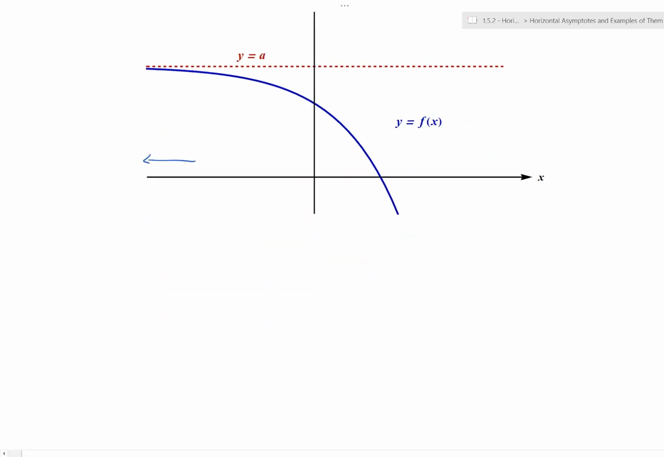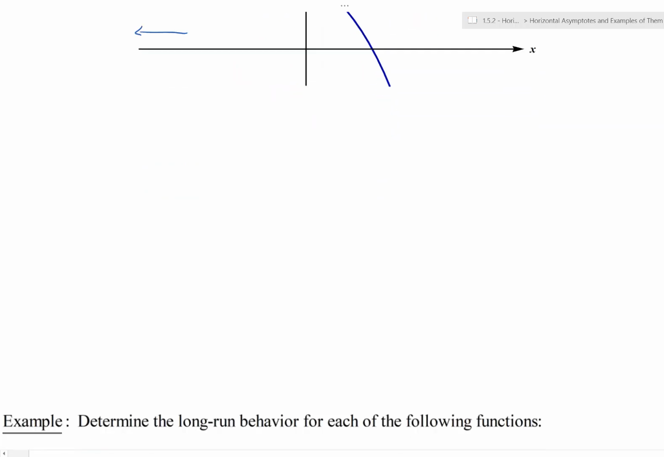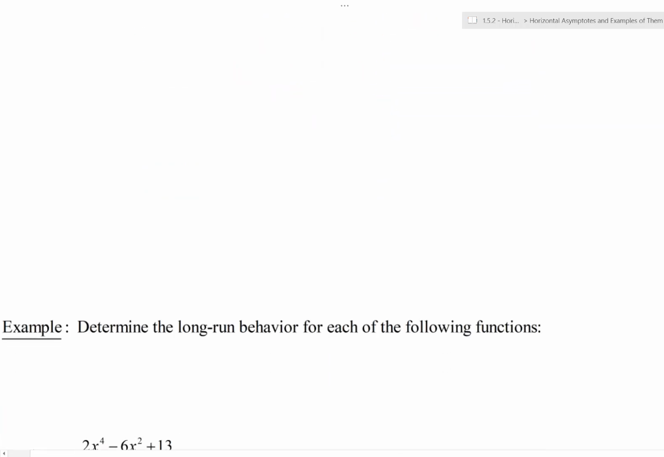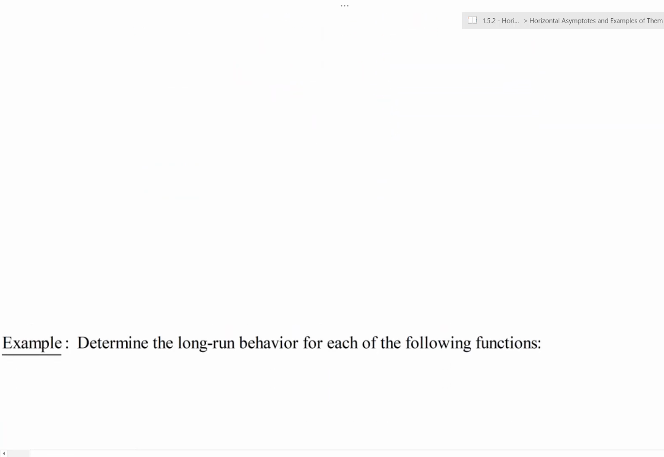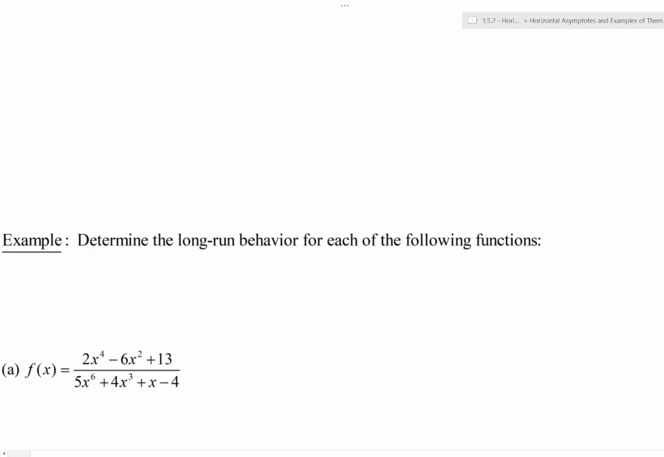And you can see how it relates to the previous video on long-run behavior. And so what we're going to do now is look at a few examples, just figuring out what long-run behavior is for each of the following functions. And if there is a horizontal asymptote, then we'll state it. Let's start with this function right here.